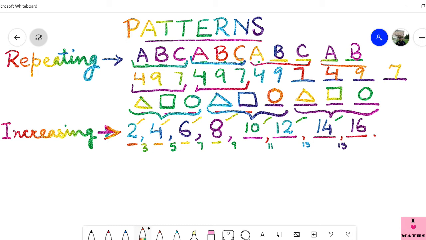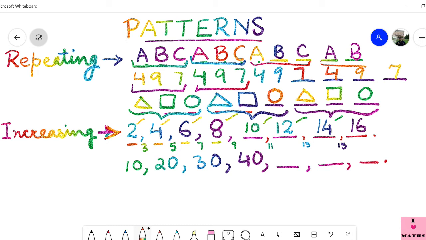Now you can have a pattern like this: 10, 20, 30, 40. I'm sure you can easily make out what will be there in the blanks. In this pattern, the numbers are increasing by 10 and it's a table of 10. 10, 20, 30, 40. So next will be 50, 60, 70 and so on. Okay, let me write one more pattern.